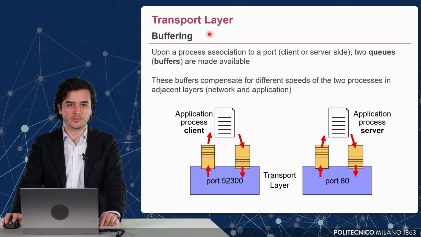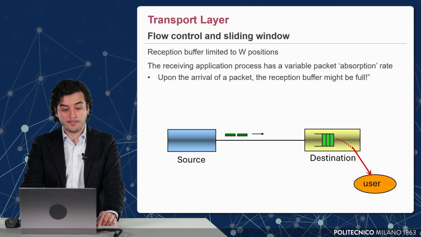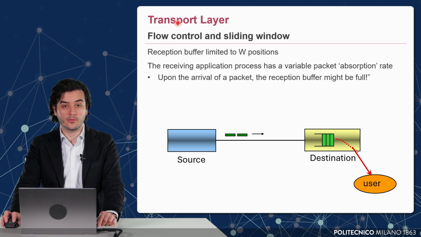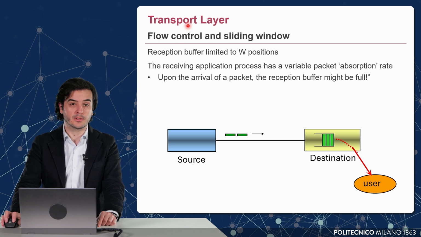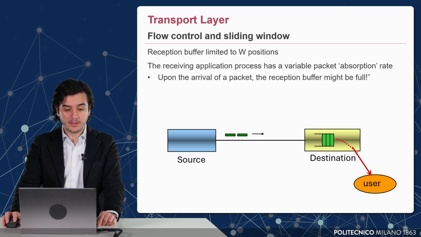An important aspect in the transport layer is also buffering. In fact, we have buffers both at the transmitter and at the receiver side. In order to implement flow control and the sliding window at the transport layer, it's important to also define how the buffering is managed. The reception buffer is at the receiver, so we have a source, we have a destination, and a buffer on the destination side.